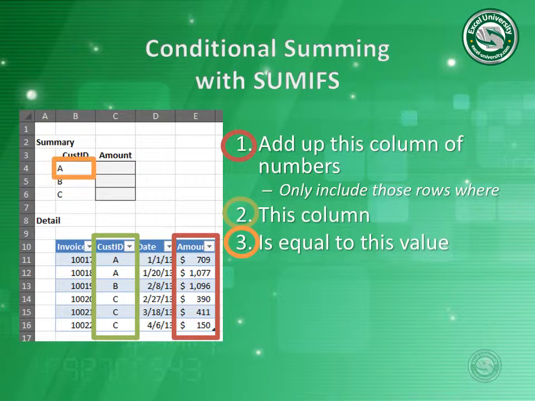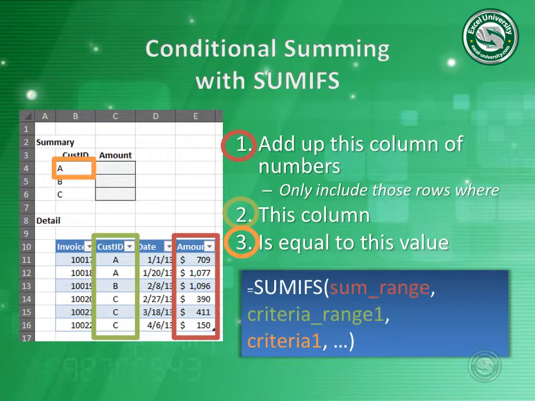This is the exact same logic that the SUMIFS function uses. The first argument is the column of numbers to add, the sum range. Next, the arguments come in pairs, the criteria range and the criteria value. Up to 127 pairs are supported. So add up this column, only include those rows where this is equal to this. Think you got it?